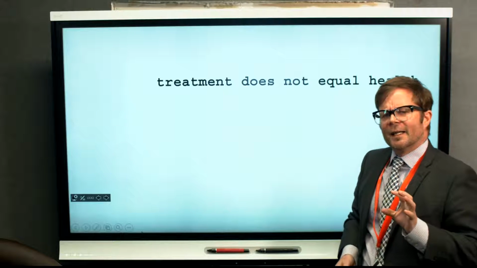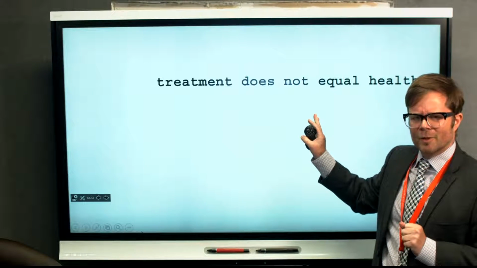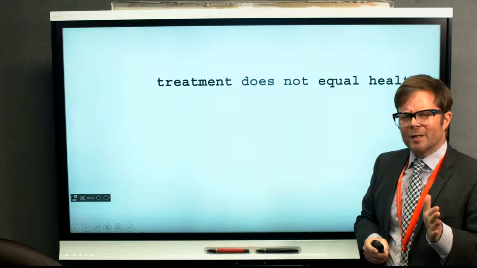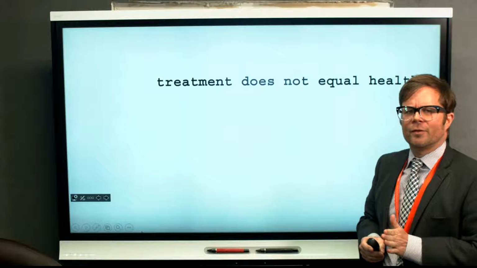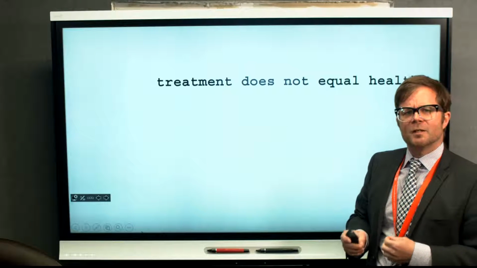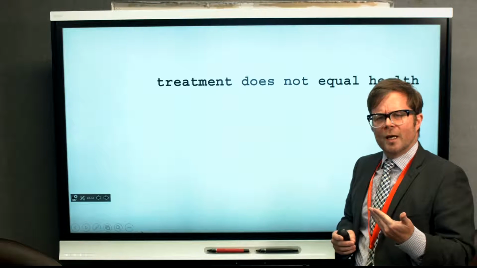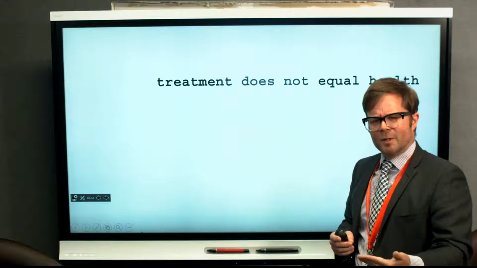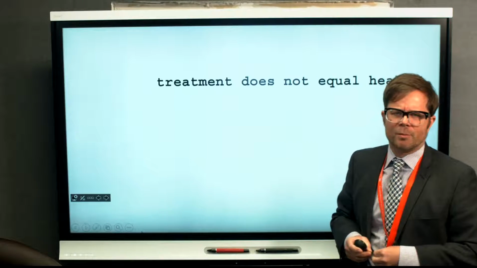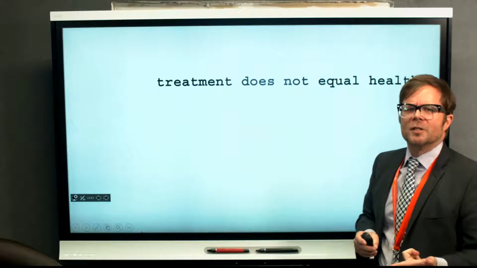Well, the answer lies in this perhaps confusing and slightly controversial statement. Dental treatment does not equal health. You can have dental treatment and still not achieve health if that dental treatment is designed to focus on a symptom or a sign of a more underlying and complex process. In this case, this patient had treatment but did not achieve health.